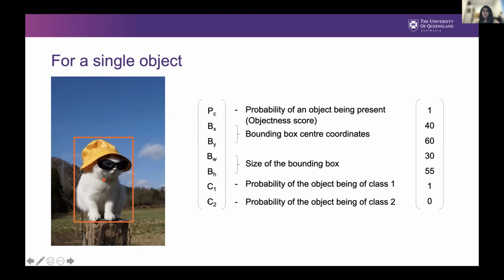And then the last 2, because we're trying to detect 2 different types of objects in this particular data set, cats and people, right? So I'm going to give it class 1 probability and class 2 probability, right? I've just plugged in some dummy numbers here. Class 1, I'm going to consider cat. Class 2 would be people, right? Because this is a cat, I've encoded that as 1. Okay, so that's for a single object in an image.